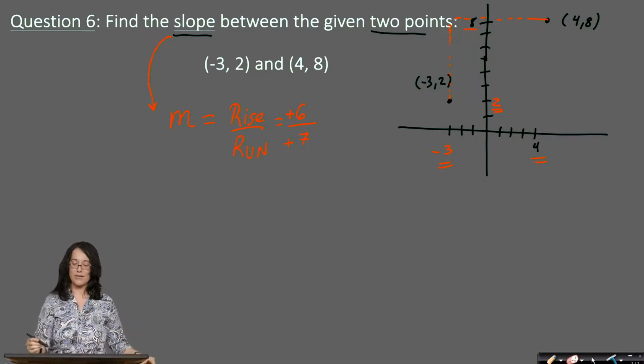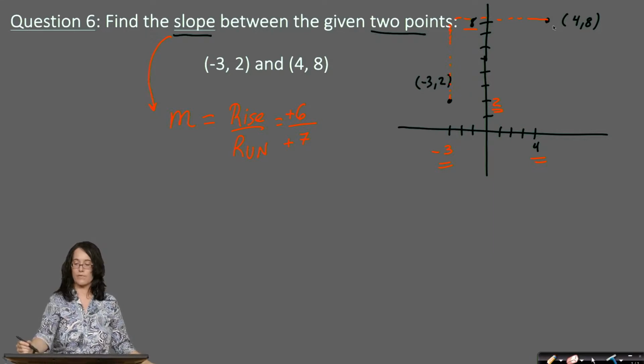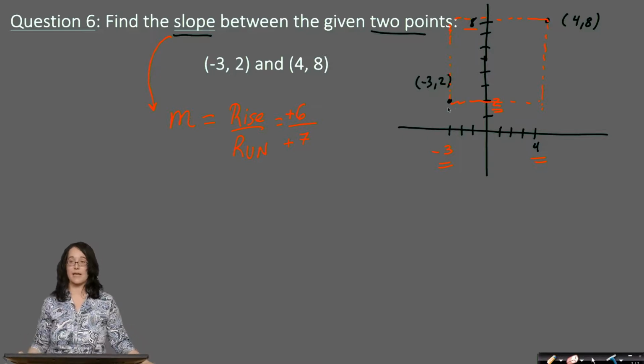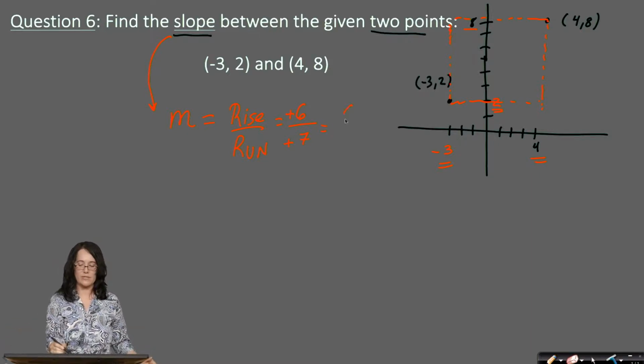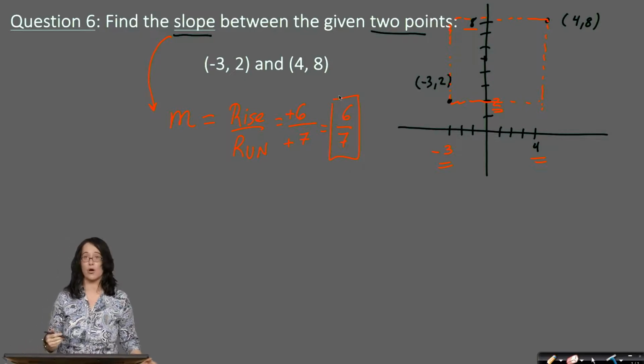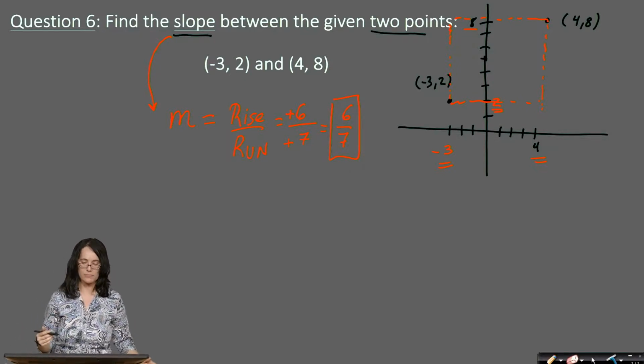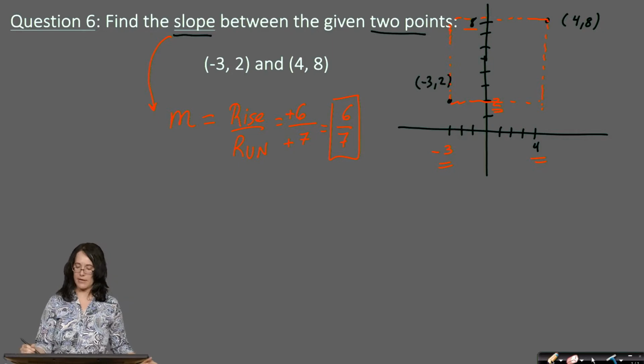Now, you could have also done it differently. You could have said, I'm going to start at 4, 8, and I'm going to go down 6 units, that's negative 6, and left 7 units, and that would be negative 7. Negative 6 over negative 7 still gives you a positive 6 over 7. So the answer should still be 6 over 7, and it's a positive slope indicating that we are increasing from left to right. Also note here, if you did not want to visualize this at all, if you're like, why did she just do all of this?